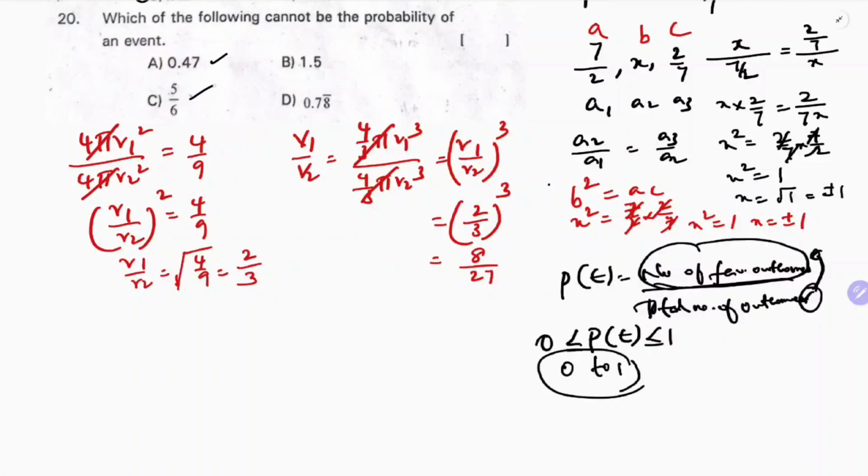And 5 by 6 is 0 point something, so again this is also possible. And it is also 0.5, 0.78 bar. So this is also between 0 and 1, so this is also possible. See, option B is the correct option because 1.5 is not possible. Probability cannot be more than 1. It should be from 0 to 1. So 0.78, if you write in p by q form, you will get a proper fraction, so that can be a probability. And so the correct answer is B, 1.5, because probability cannot be more than 1.